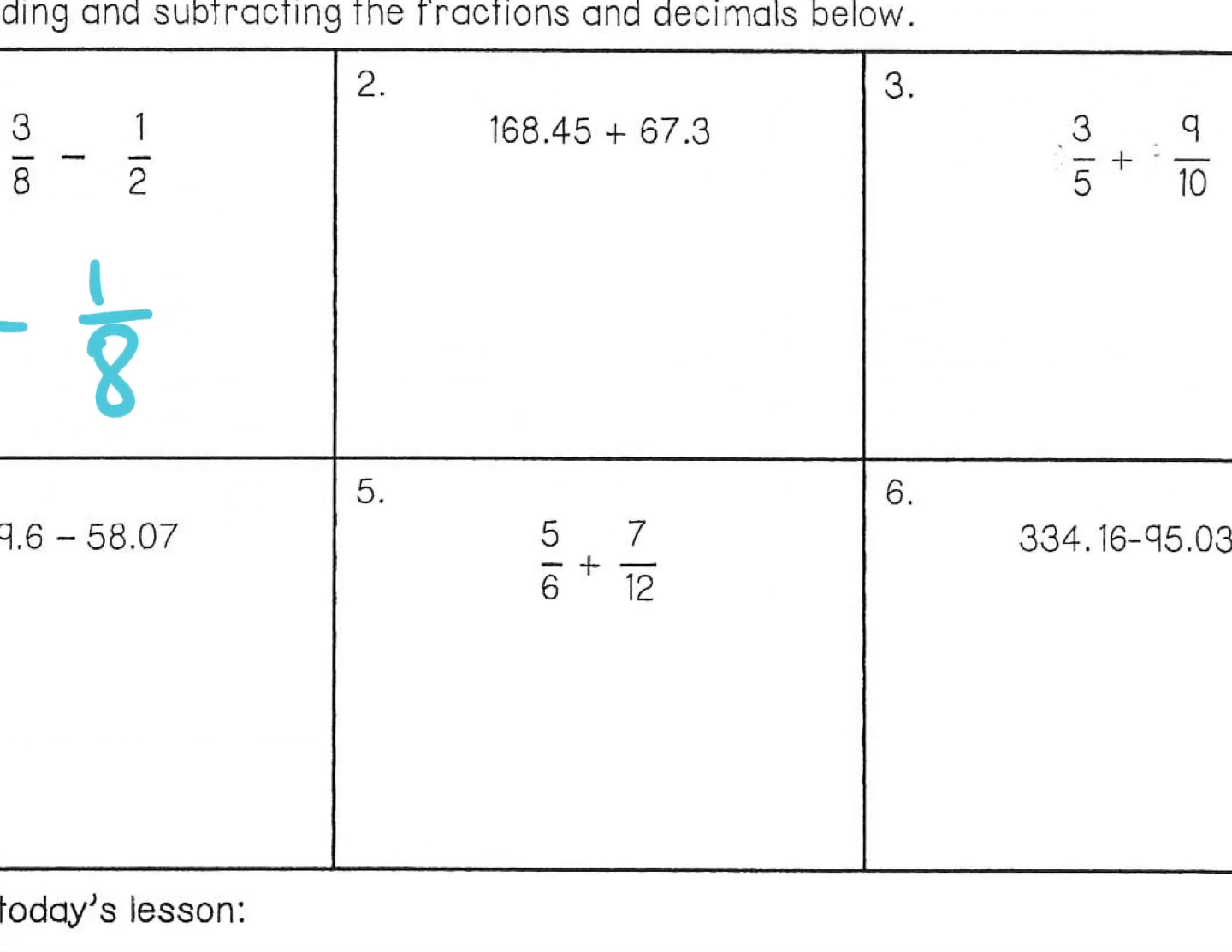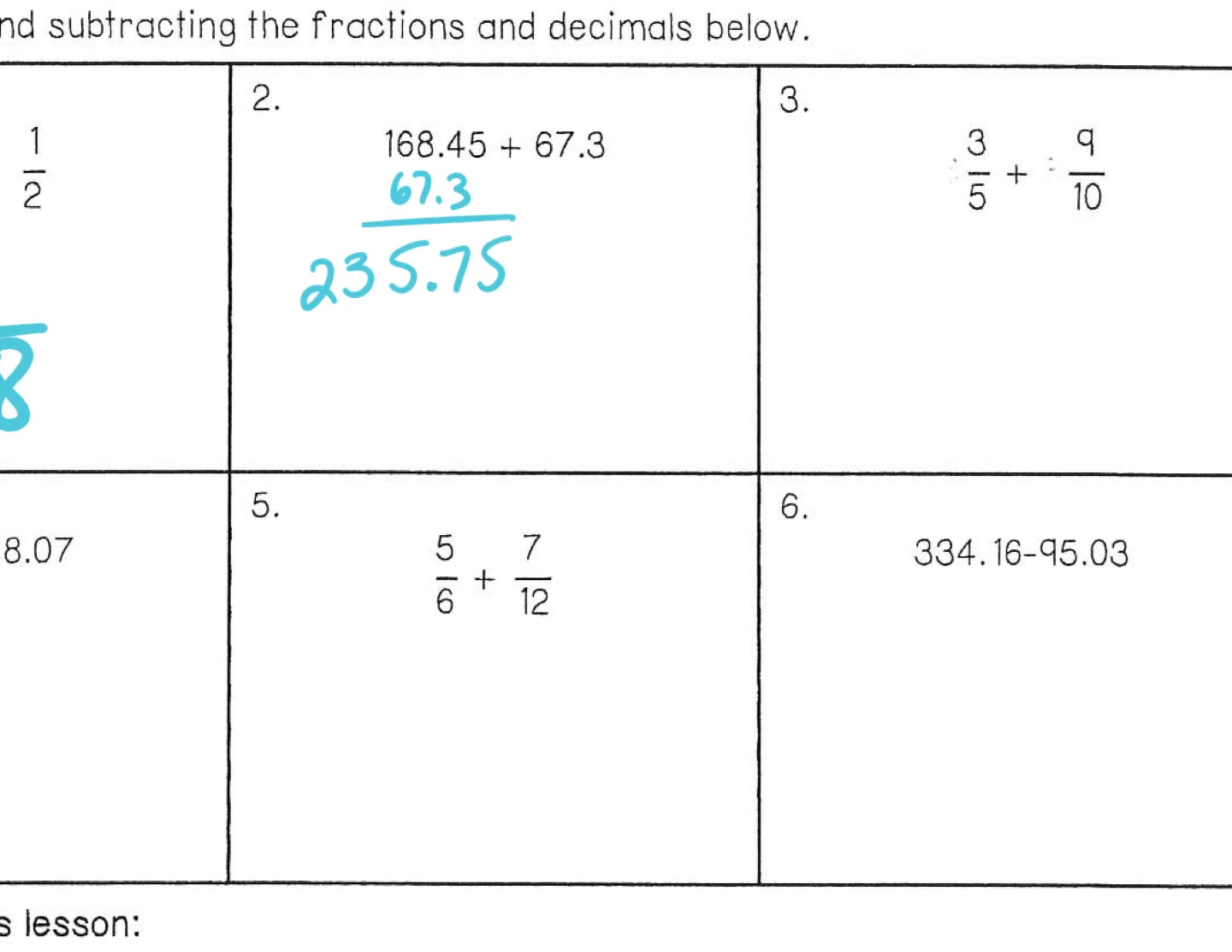Now you did these by hand before. You can do them by hand, 67.3. You can type them in, 168.45 plus 67.3. I'm fine either way. Now it is a decimal, so I expect you to get a decimal out of this. Okay, there's your answer there.